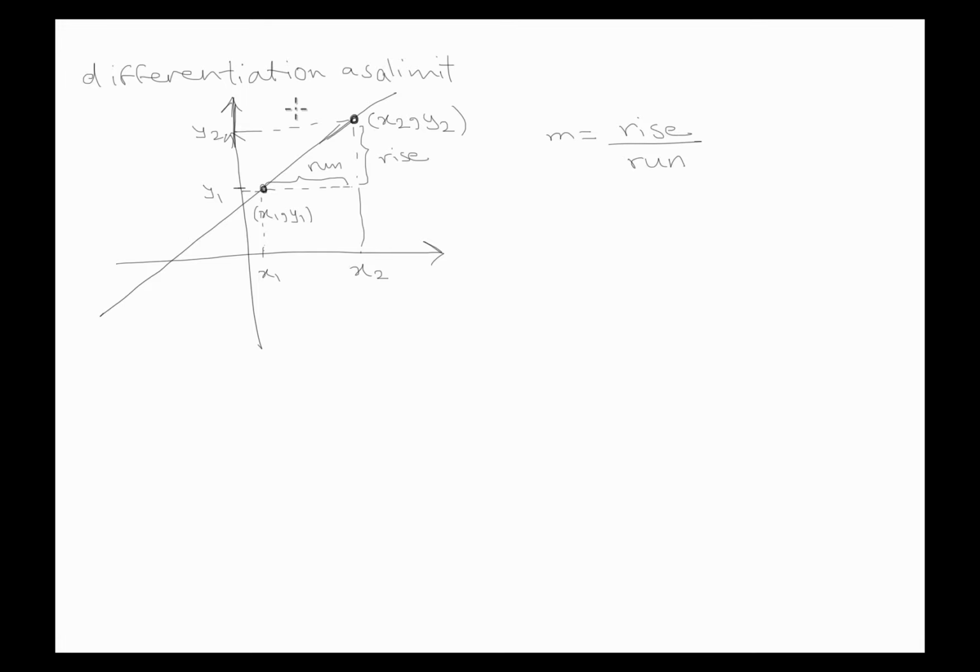Perfect. So now if I want to think about the rise in terms of the y values that I have, it's basically just this distance, true? This point here corresponds to y2 and this point here corresponds to y1. So this distance is just the distance between these two values. So if I want to find rise, it's just going to be y2 minus y1.